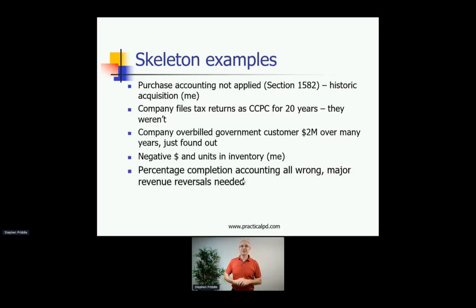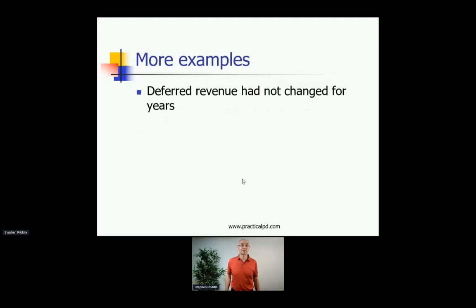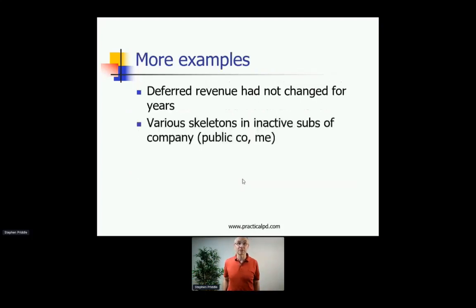RevRec and accounting estimates can be huge in the area of accounting skeletons. Percentage completion accounting all wrong, major revenue reversals needed. Here's a company I joined, all leases were done wrong. Even though it was audited, all the leases were capital leases for accounting purposes and tax purposes, but they were accounted for as operating leases for accounting and tax. Deferred revenue had not changed for years. Various skeletons in active subs of a public company that I found. I was a controller of that company. Usually I'm the CFO.